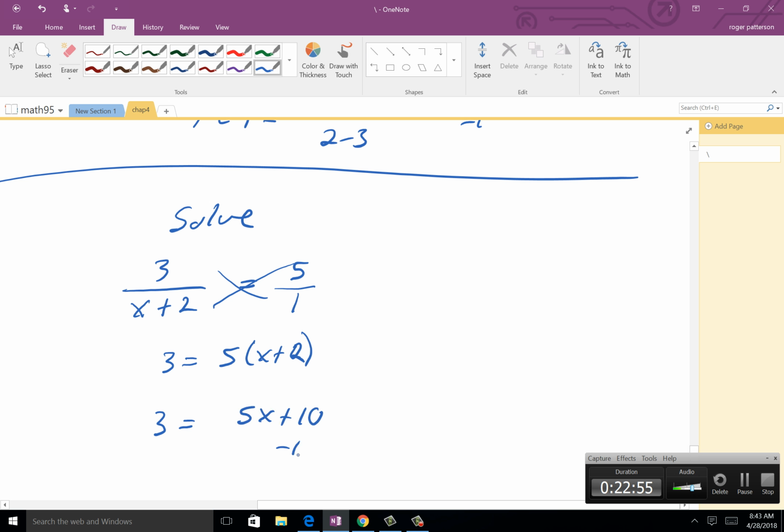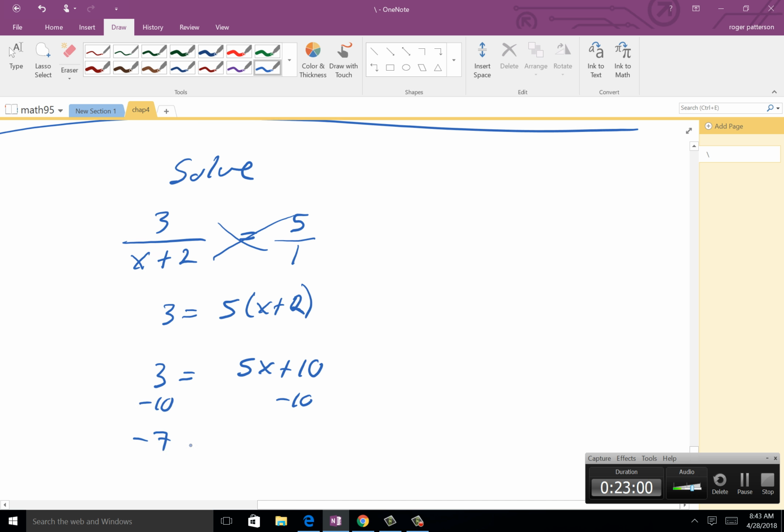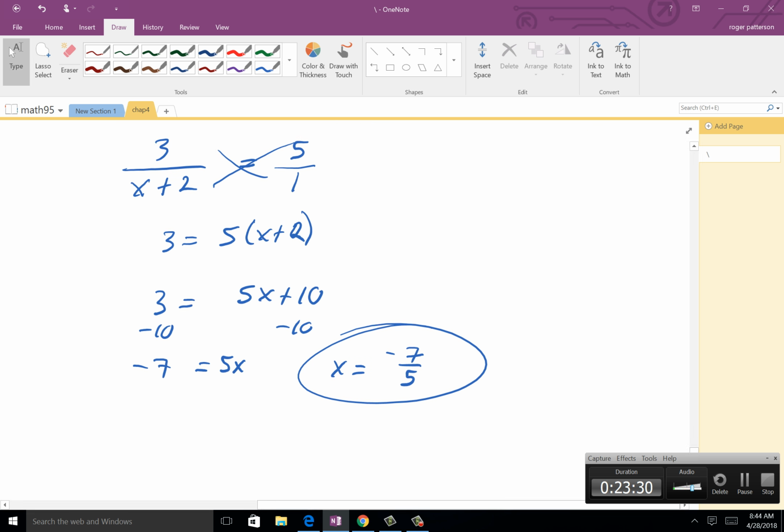Shove that 10 over there and boom, be done. And you can leave it as a fraction or a decimal. It doesn't really make any difference. Okay. So when you're doing some of those, I would just take and cross multiply them, all right, and go from there.